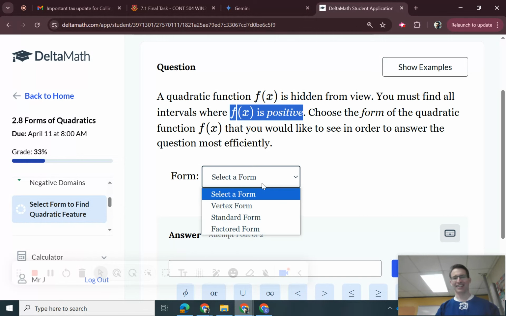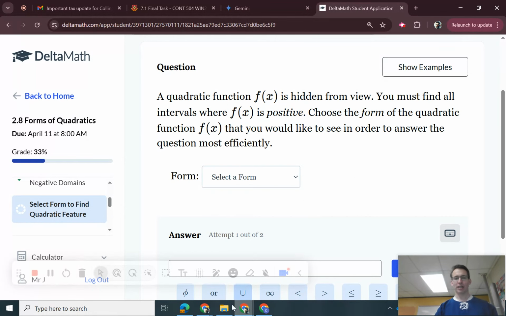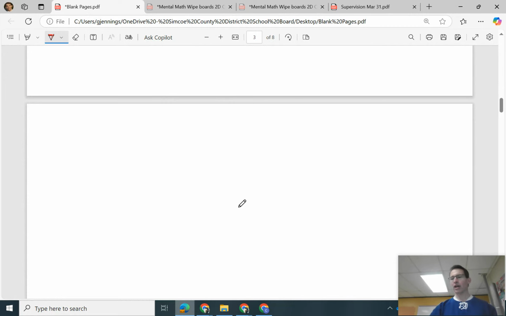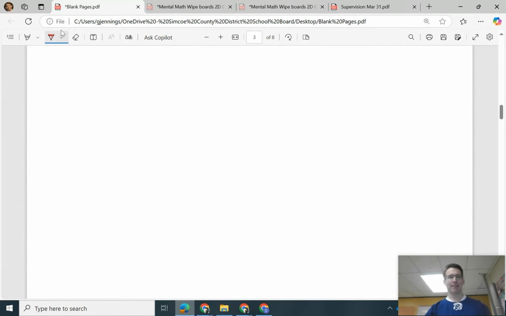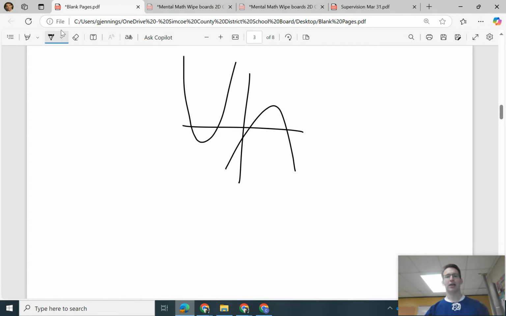Factored is correct. Think about it this way. We are going to have some quadratic. It might look like this, or it might look like this. If I want to know where it is positive, where it is above the x-axis, I kind of need to know where it transitions between positive and negative. So I visualize these scenarios, and I'm like, if I knew the roots and I knew the direction of opening, I could tell you where it's positive.